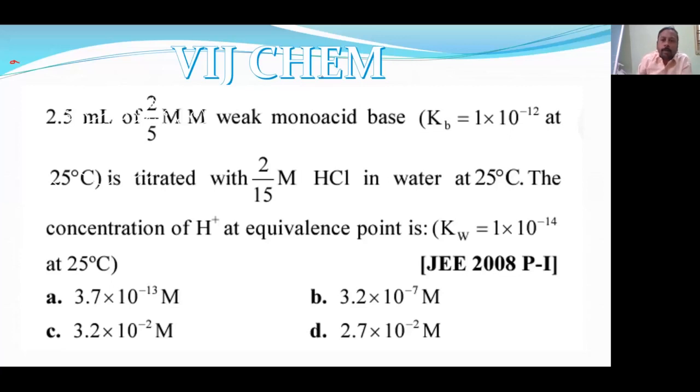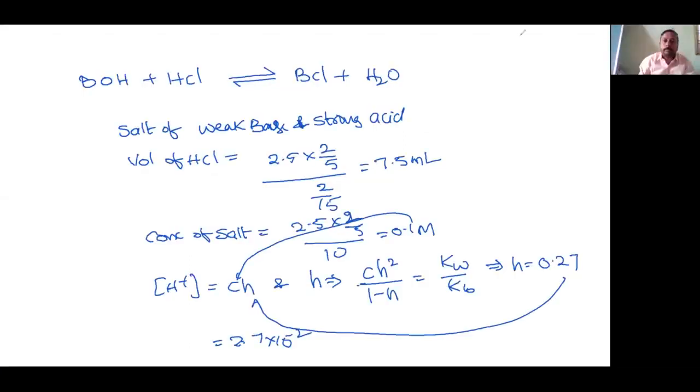2 ml of 2/5 molar weak monoacidic base, Kb is given, is titrated with 2/15 molar HCl of water at 25 degrees Celsius. Then the concentration of H plus at the equivalence point is? Here the question given is of salt hydrolysis.